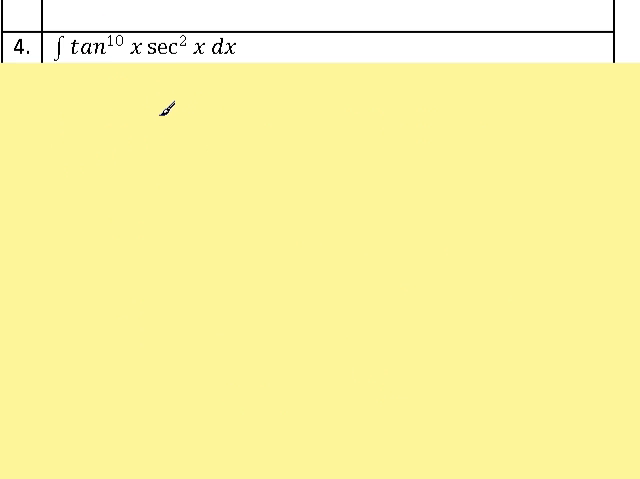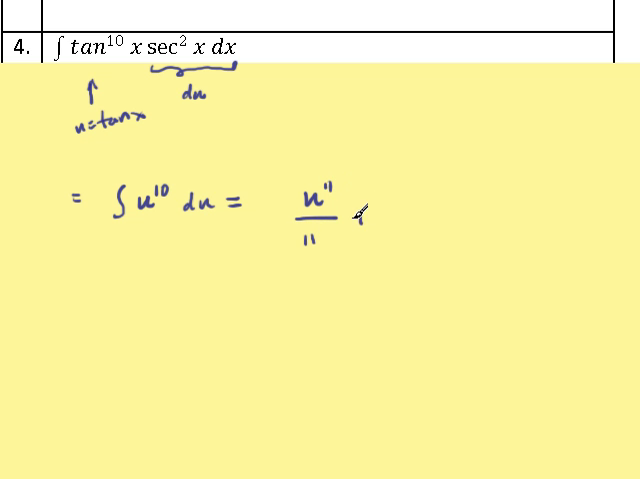In number 4, we have a situation for a direct u substitution. If we put u equal to tangent, du is right here. The derivative of tangent is secant squared. So let's do that. So this is just u to the 10th du. Okay, so that's tangent x to the 11th over 11 plus c.